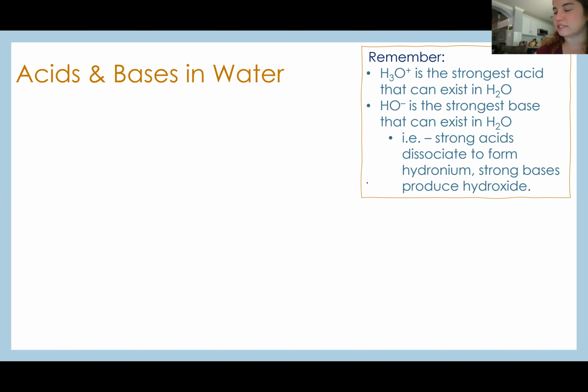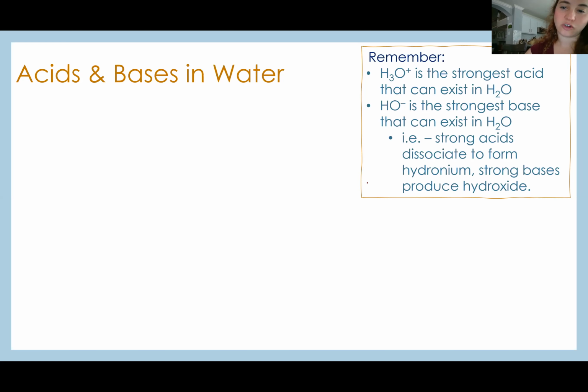So hydrochloric acid, sulfuric acid, nitric acid, they do not exist in water. What you end up with is hydronium with a chloride counterion, or hydronium with a nitrate counterion. They immediately ionize and make hydronium.